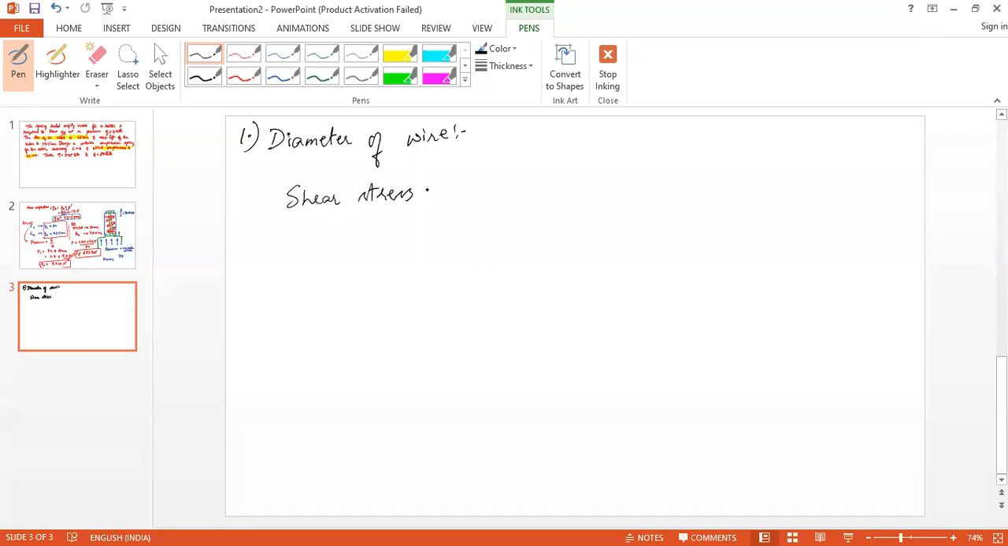Shear stress in the wire is given by tau, that is equal to 8 F D by pi d cubed. What is the value of F here? Either it is F1 or F2.